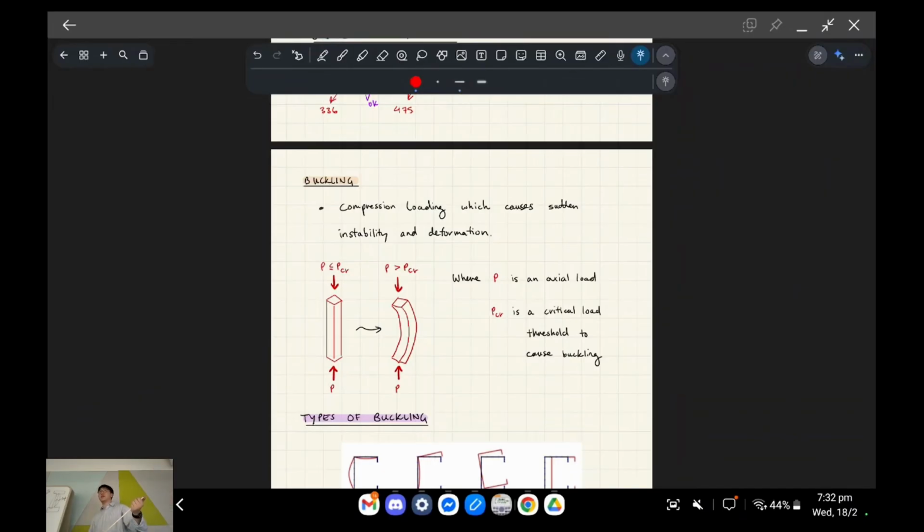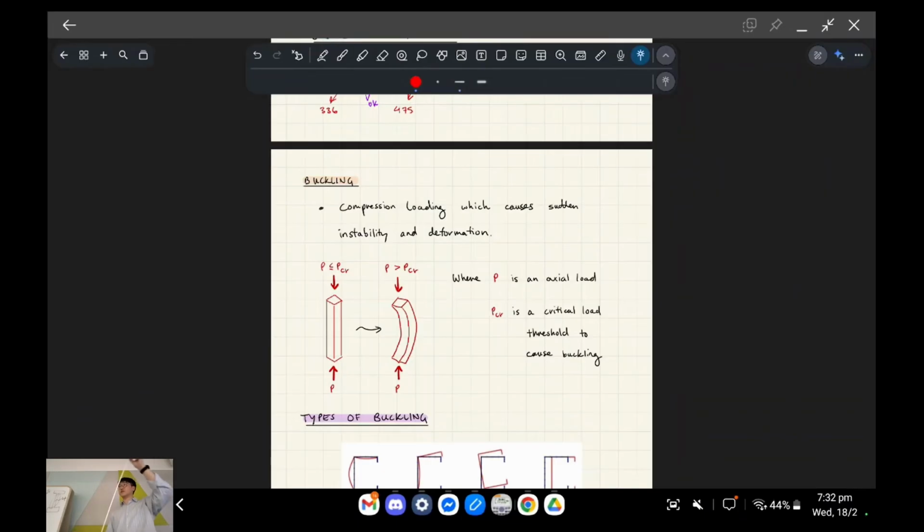Basically, buckling is the idea of an elastic failure. It's an elastic thing that happens. If I press down on it and then let go, it's going to return to its original state. That means it's elastic, right? So it's not permanent, okay?